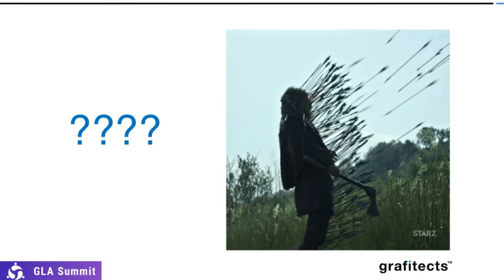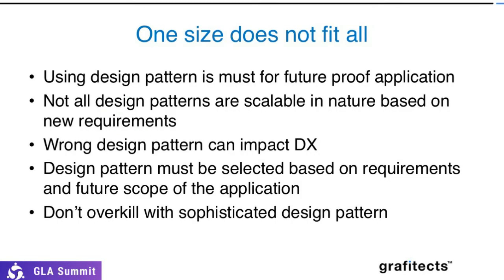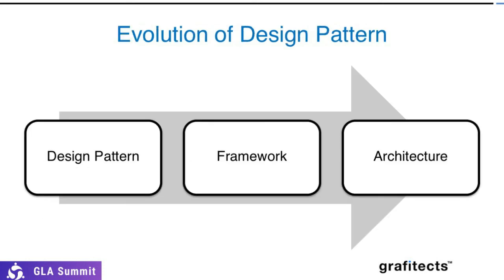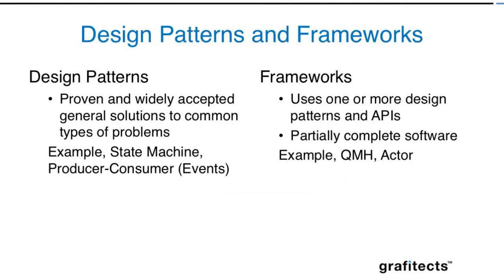The main reason is, we'll look into that scenario as well, okay, because you are not developing the application only for yourself, but you are developing the application for the customers. Now if you look into the evolution, the design pattern evolves into something called a framework and then goes into architecture. This is the normal progression of a design pattern.